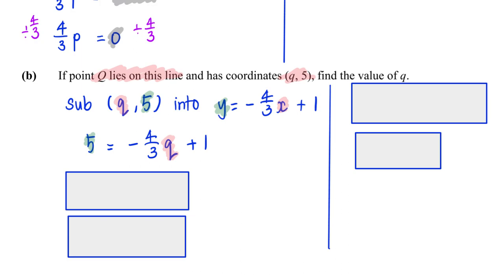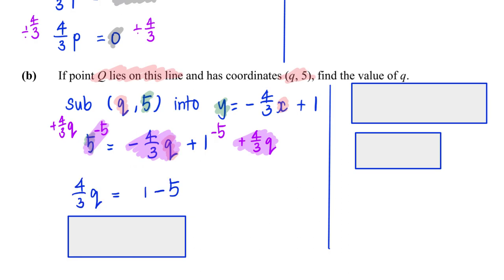And solve this equation. Again, I'm going to add 4 over 3 Q on both sides, and I'm going to minus 5 on both sides as well. This is to ensure that my 4 over 3 Q minus 4 over 3 Q will give me 0. 5 minus 5 will also give me 0. And you will see my next step will look like this.